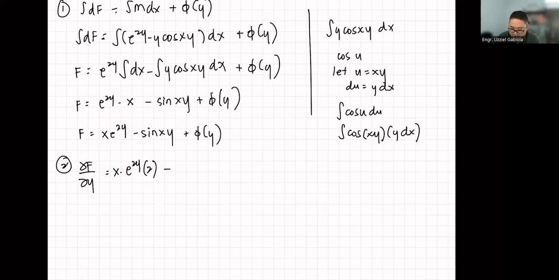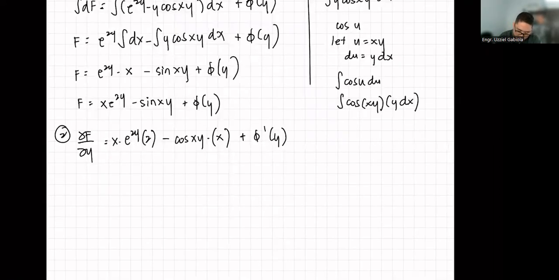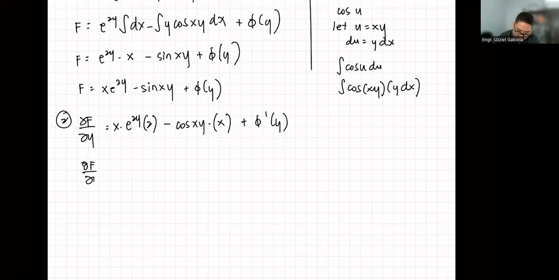Minus. Ano yung derivative ng sine xy with respect to y? So that is cosine xy. As yung nasa loob niya, xy, de-derive natin with respect to y. So times x. Okay? Plus phi prime y. So partial ni f with respect to y, that is 2x e2y minus x cosine xy plus phi prime y.